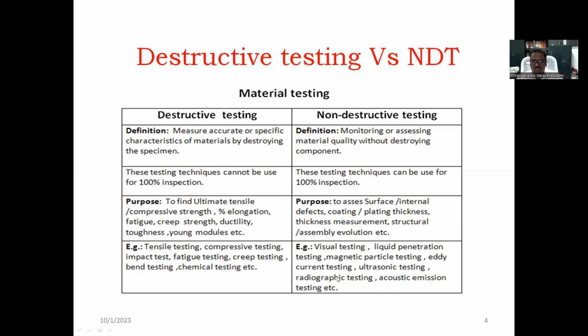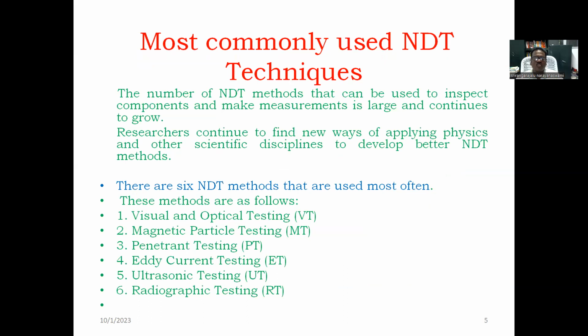So today we are discussing only non-destructive testing methods and their applications, advantages and limitations. Most commonly used NDT techniques: the number of NDT methods that can be used to inspect components and make measurements is large and continues to grow. Researchers continue to find new ways of applying physics and other scientific disciplines to develop better NDT methods.